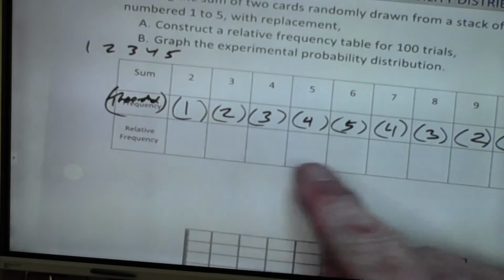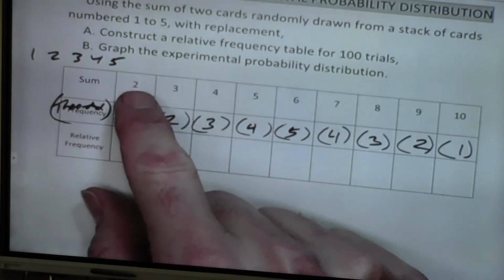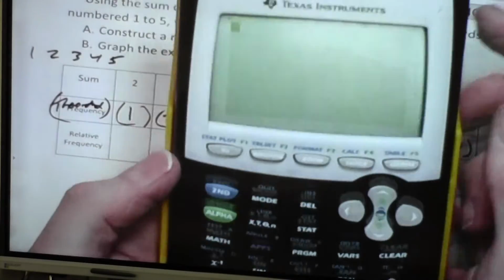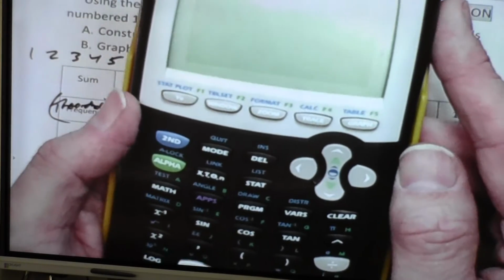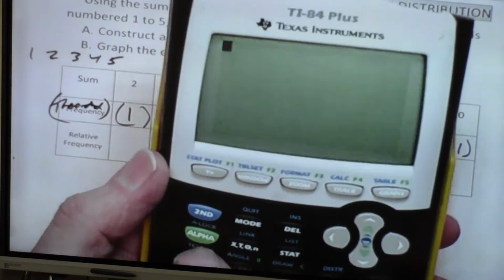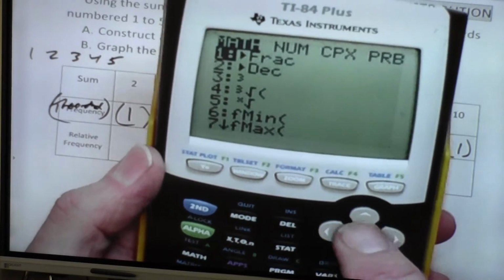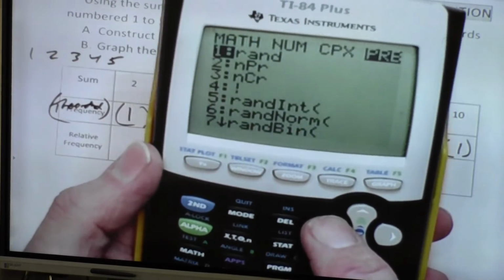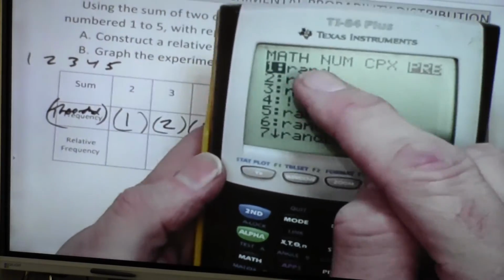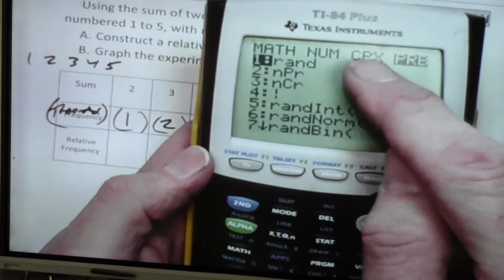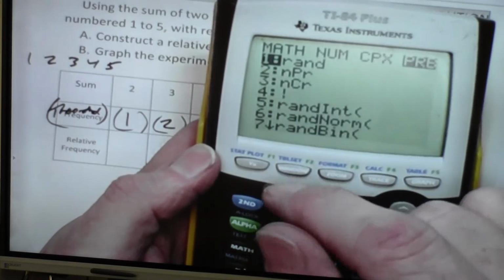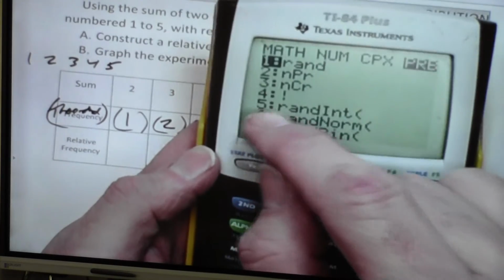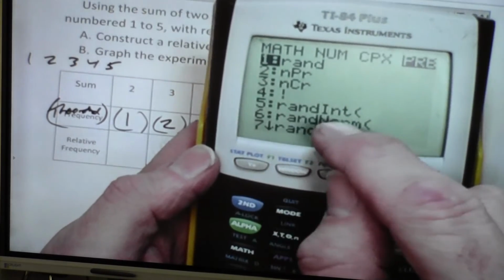Okay? So we have the possibilities of the numbers 2 through 10. So what we're going to do here is take the calculator, and we're going to do math, and let's see, is it number or is it probability? It's probability. So the math button and move over to PRB for probability. Rand means random, but there's other ones. The one we want is number 5, random with integers.